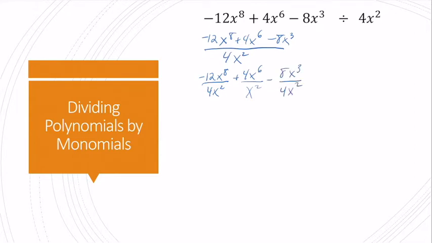Negative 12 divided by 4 gives me negative 3. X to the 8th divided by x to the 2nd gives me x to the 6th plus 4 divided by 1, that's still going to give me 4. X to the 6th over x squared gives me x to the 4th minus 8 divided by 4 is 2. X cubed over x squared just leaves me with an x. So I'm left with the degree 6 polynomial, negative 3x to the 6th plus 4x to the 4th minus 2x.